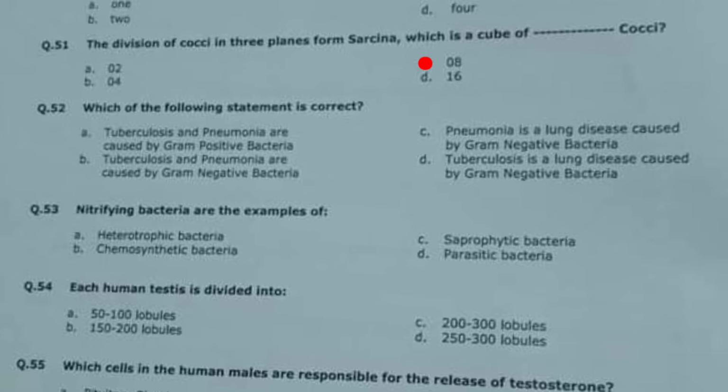Option A, tuberculosis and pneumonia are caused by gram-positive bacteria. 53. Nitrifying bacteria are the examples of chemosynthetic bacteria. Option B. 54. Each human testis is divided into 250 to 300 lobules. Option D.